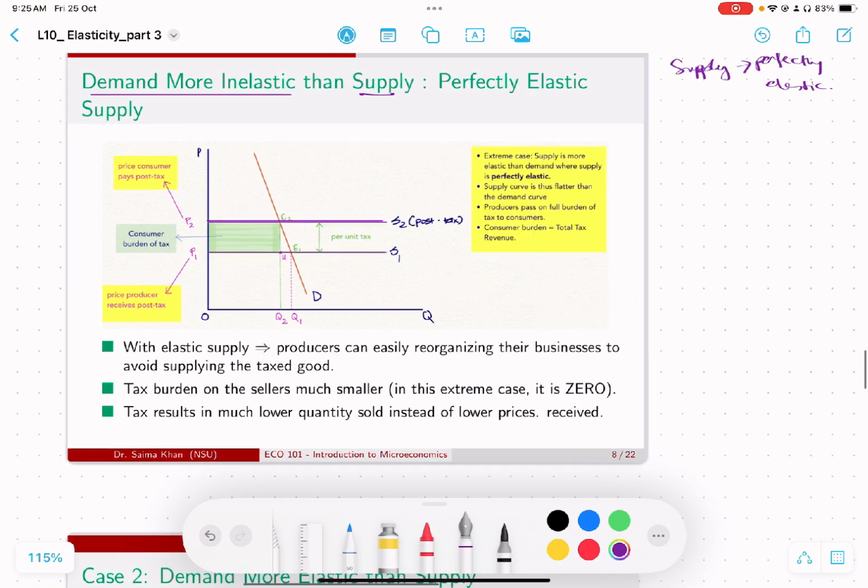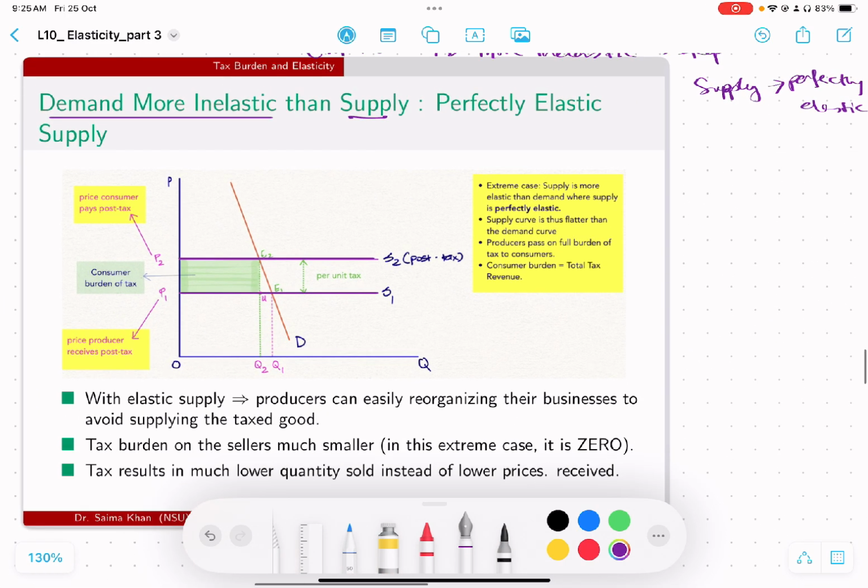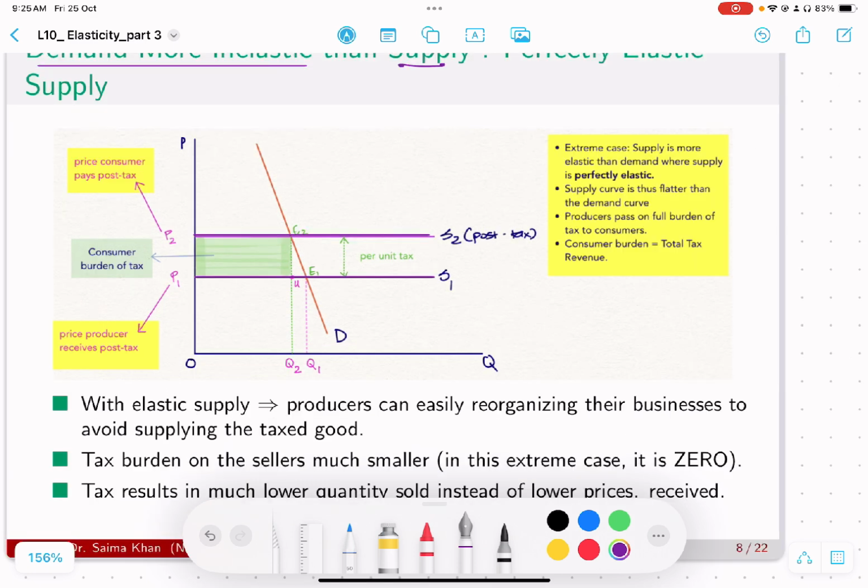In this scenario, what happens? Who pays a greater share of the tax? Like before, this vertical distance between the two supply curves tells you the per unit tax, the amount of the tax. So now the old equilibrium is where S1 and D1 intersect, so it is at E1 here. And the new equilibrium is at E2, which is where the new supply curve and the demand curve intersect. Again, we'll do like we did before.